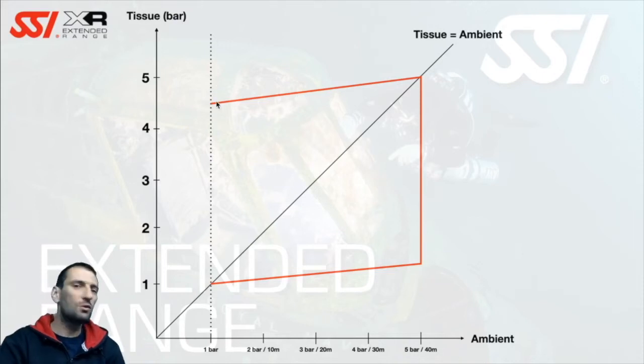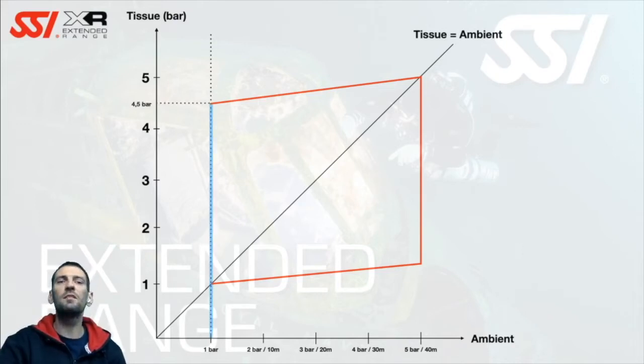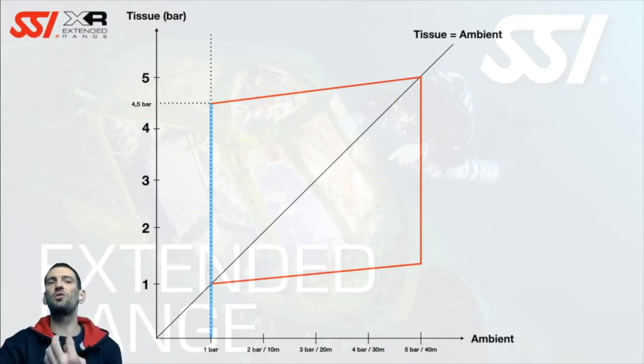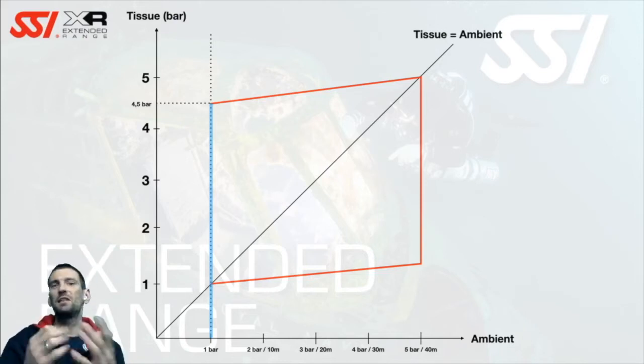And on that graph, we just hit the surface, which means the ambient pressure is 1 bar, at the moment when the pressure in our tissue is still 4.5 bar. So this is the nitrogen or the nitrogen and the helium that we still have in our bodies after the dive.